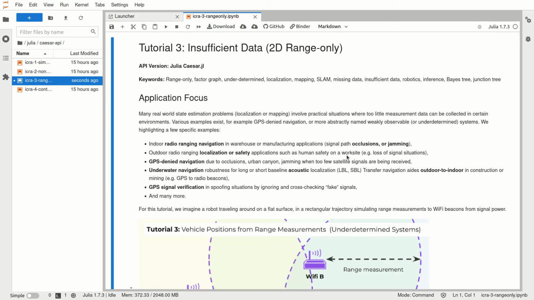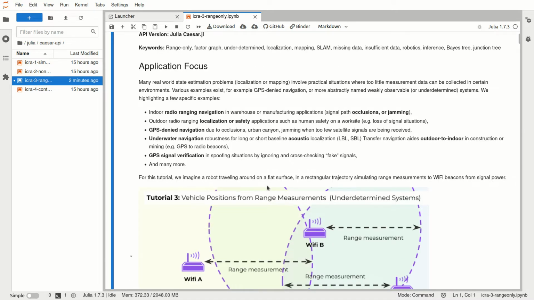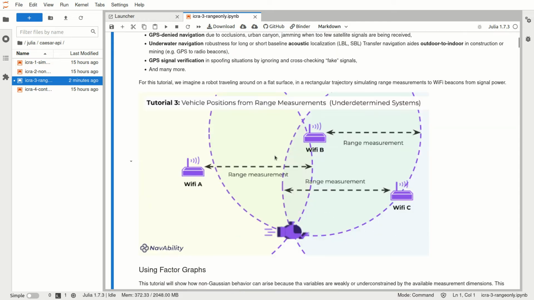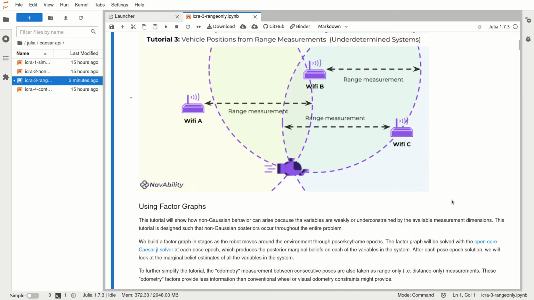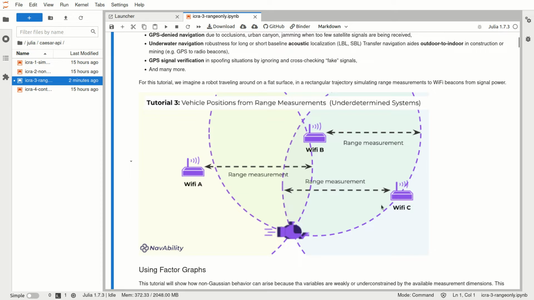So in this video, we're going to walk through and discuss some of the main points for each of the steps in this tutorial. So the application focus is described in the welcome video. We're going to follow a range-only example here, where let's say there are Wi-Fi routers in the environment, and we're going to use the power level as a simulation for range. And then we're going to navigate some kind of device. Now we've put a little boat character here, because often underwater navigation uses acoustic ranging. So we're sort of playing both of those. But the idea is we're going to use range only as a motivational example.